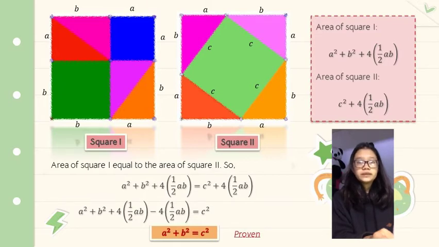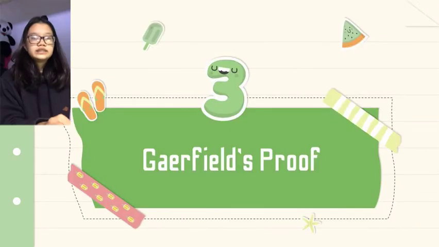So the sign will be changed to be a minus. So a square plus b square plus 4 times 1 over 2ab minus 4 times 1 over 2ab equals c square. So the final notation is a square plus b square equals c square. The theorem is proven.